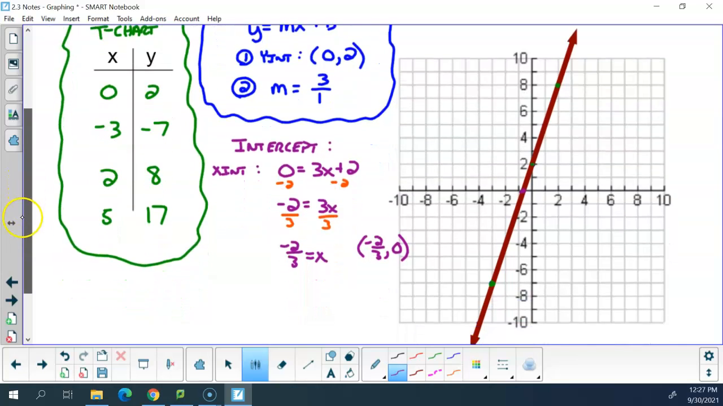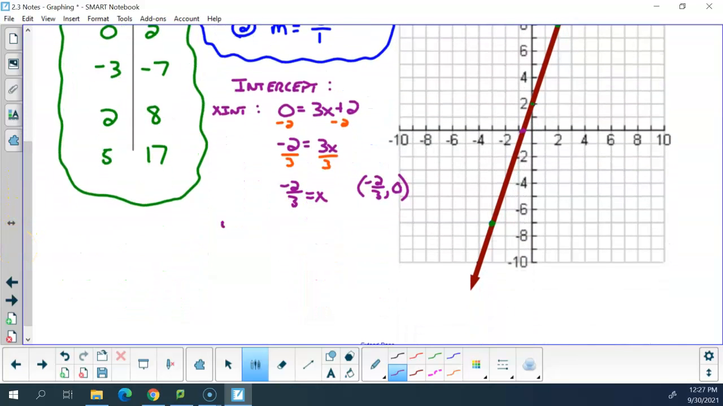Then I need to find my y-intercept. So you put 0 in for x. 3 times 0 is 0, plus 2 is 2. So that gives me y equals 2, which is 0, comma 2, which we've had on all of the other methods. And that is my intercept.